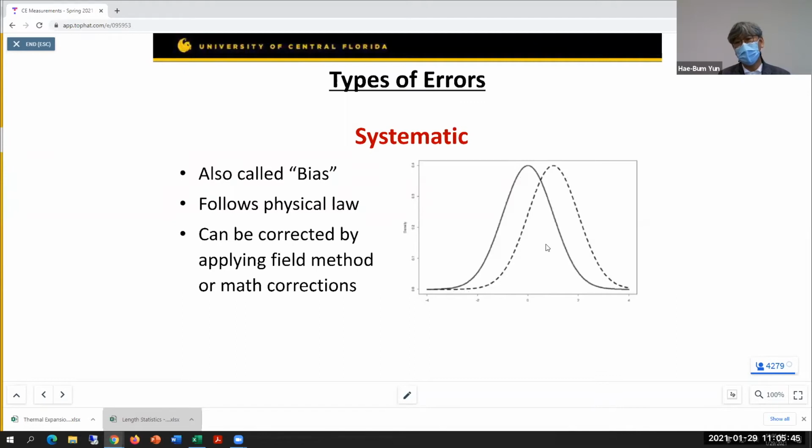What you can see in the systematic error is that the shape of the curve doesn't change, which means the underlying statistical characteristic doesn't change, but only the center line is shifted. So this kind of error we can easily fix by subtracting the bias, and moving this dashed line along with this solid line, right?